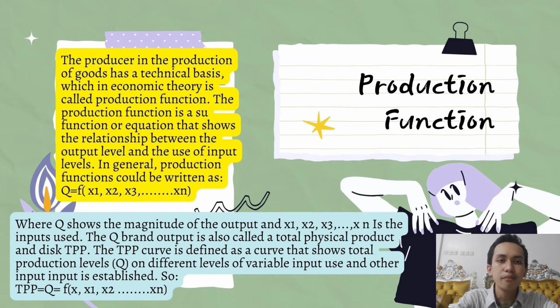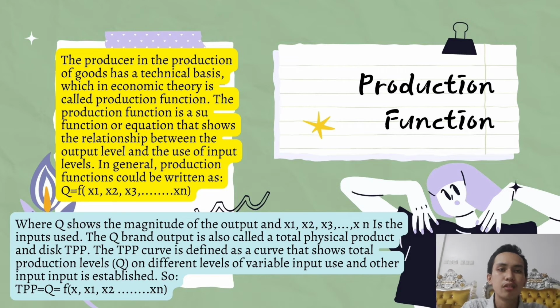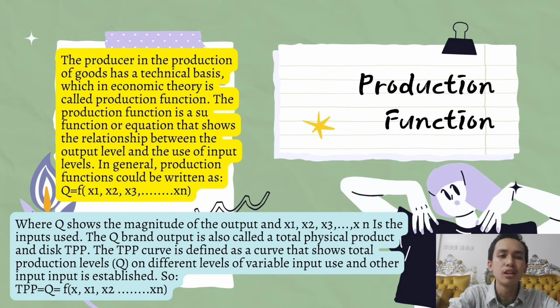Other curves that can be derived from the TPP curve are the marginal physical product curve, abbreviated as MPP, and the average physical product curve, abbreviated as APP. The marginal physical product (MPP) is a curve that shows the additional TPP due to the use of an additional unit of variable input.